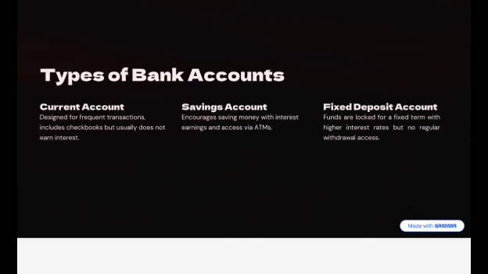Now, the main features of a fixed deposit account: it has a higher interest rate compared to savings accounts. Money is kept for a duration of either 30, 60, 90, or 180 days. You cannot withdraw funds before maturity. That means you cannot withdraw your money before the expiration date of the fixed period, which will incur a penalty.